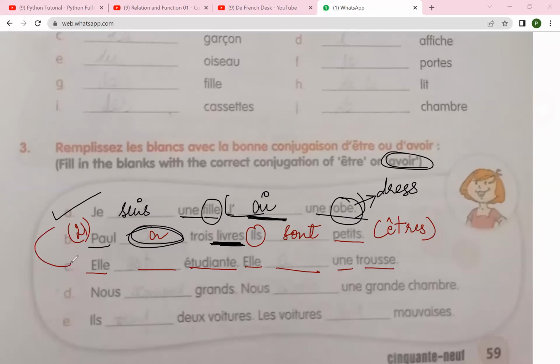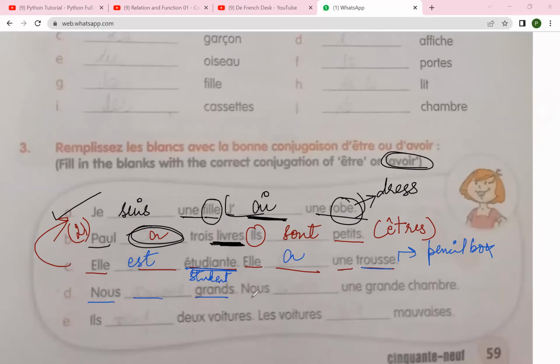Ils sont petits. Now, elle dash étudiante, elle dash une trousse. Again, this is similar to the first one. What we write here is elle est étudiante. She is a student. This means student. And elle dash une trousse. So, trousse means your pencil case or your pencil box. So, elle a, she has a pencil box.